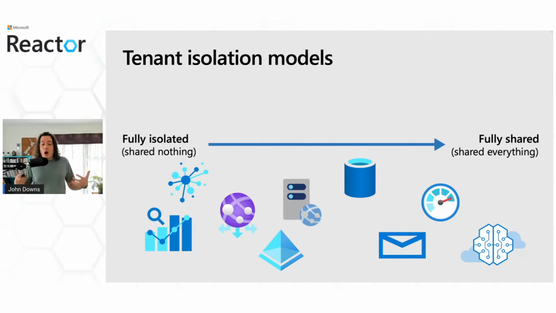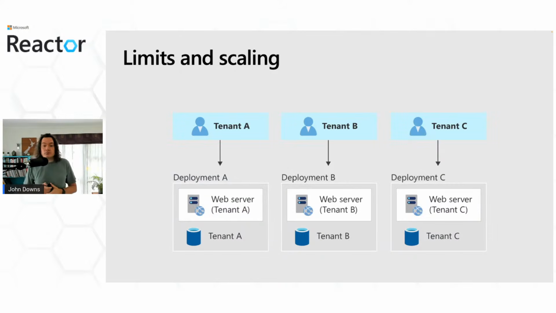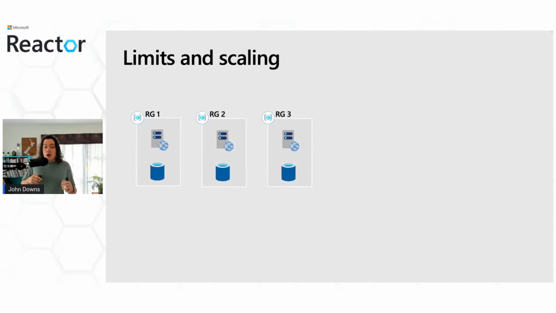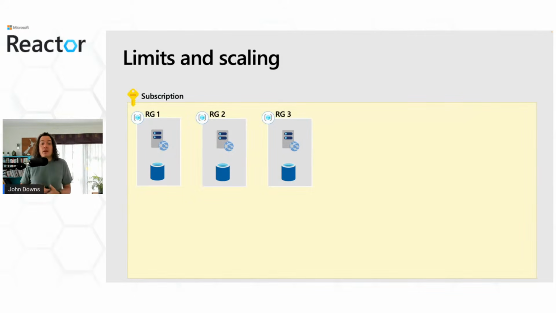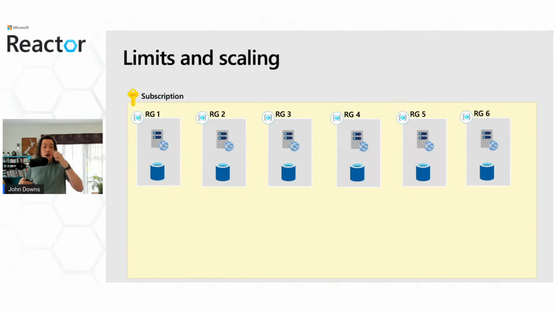But for now, I want to switch to talking about another important concept in multi-tenancy, which is limits and scaling. So let's go back to our example from before about having some fully dedicated deployments for each tenant. When we deploy these in Azure, we probably deploy each one into its own resource group. And most of the time, those resource groups will be deployed in a single subscription. And as we grow and onboard more tenants, we just keep deploying more and more resource groups with the same types of resources. So we continue to grow and grow.